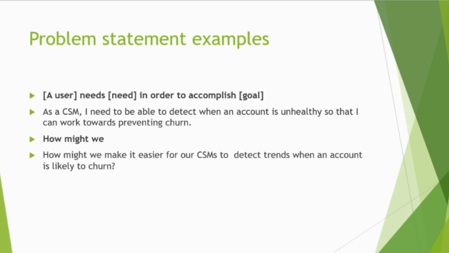Or you could even make problem statements that are just sentences. User is unable to detect when there is an unhealthy account and this is causing churn, right? Or something like that. So it doesn't have to be as formal as this. Don't take this as being set in stone and that it's wrong if you write it any other way. Problem statements are very fluid and you can make them up. It just needs to make sure you identify who is having the problem, what problem they're having, and when the problem happens. And if you can put in a goal as to what the end result would be if you solve it, then that would be great too.